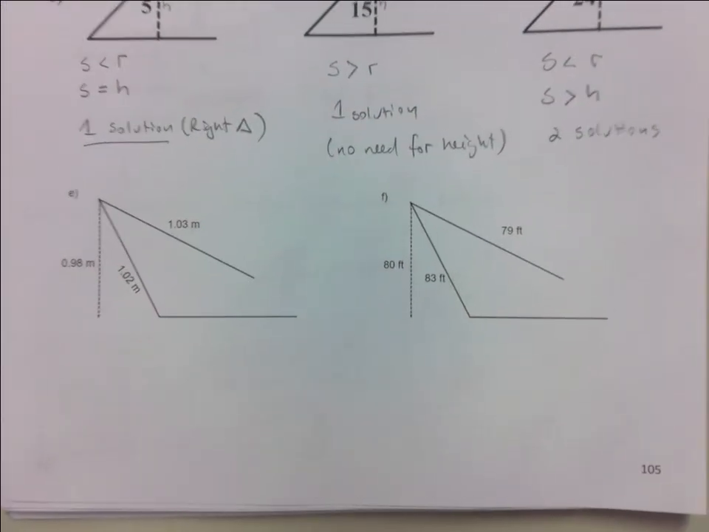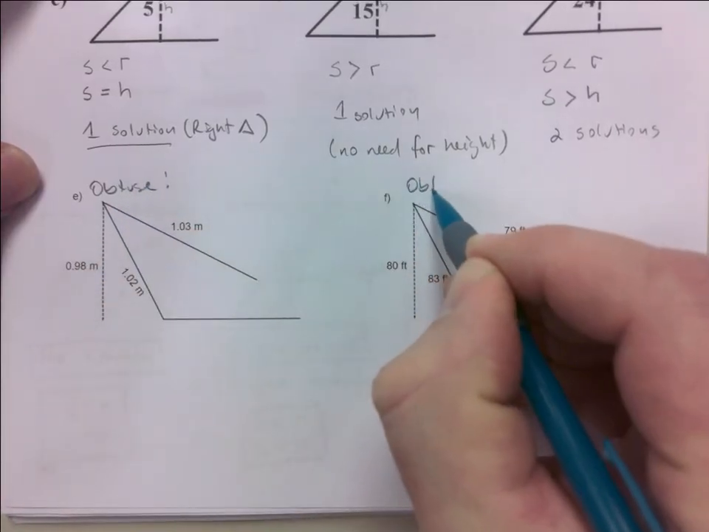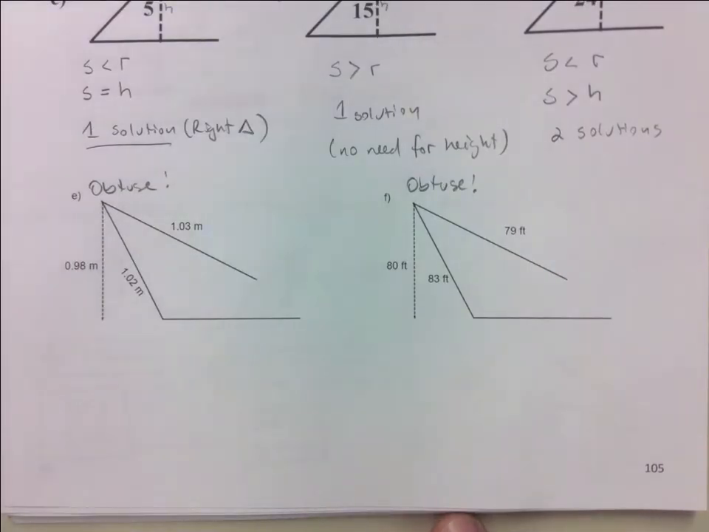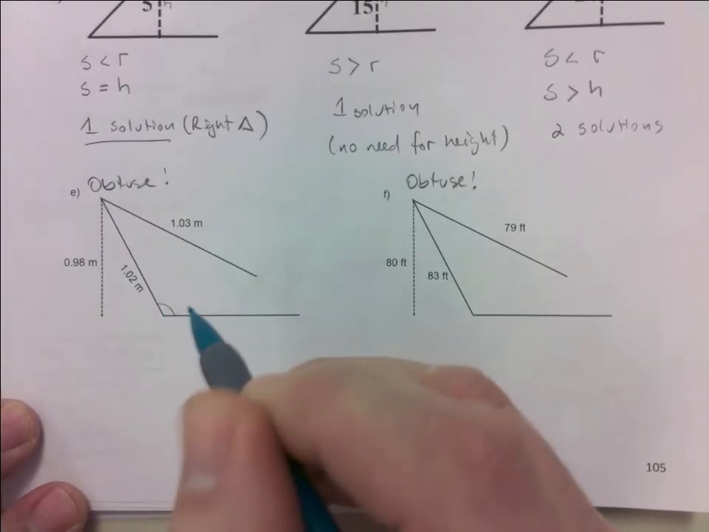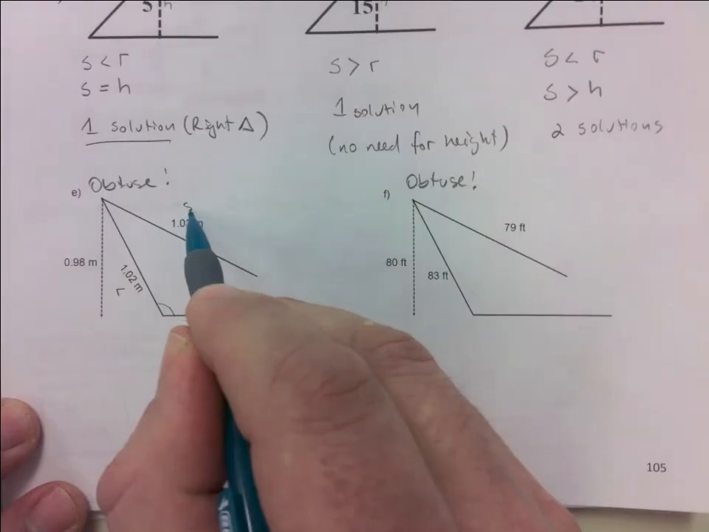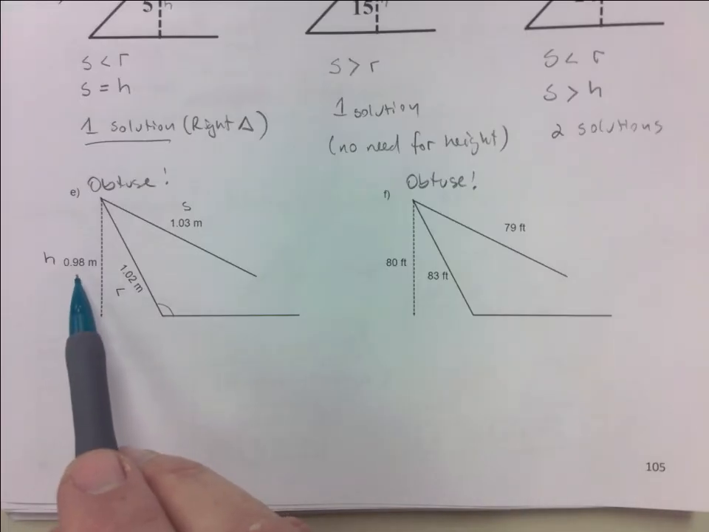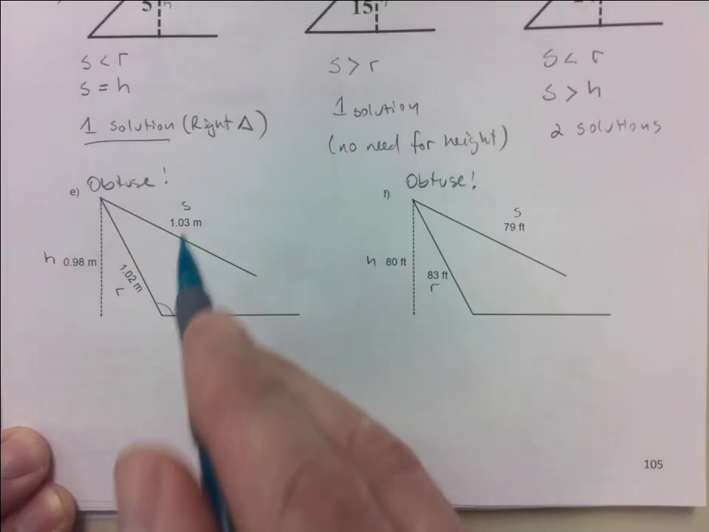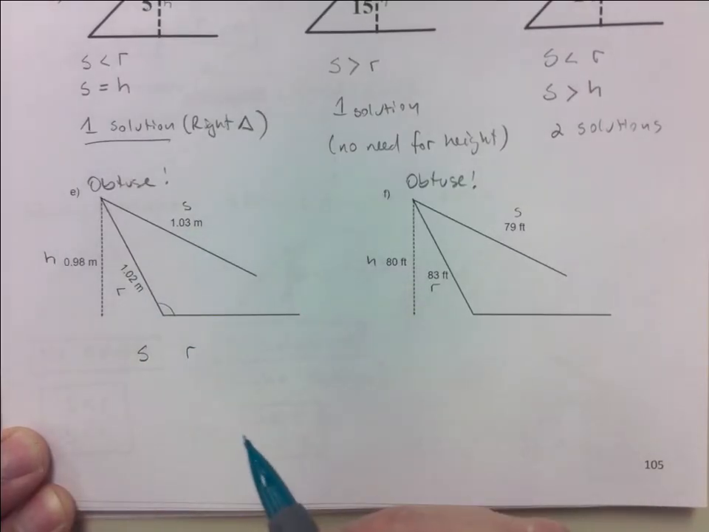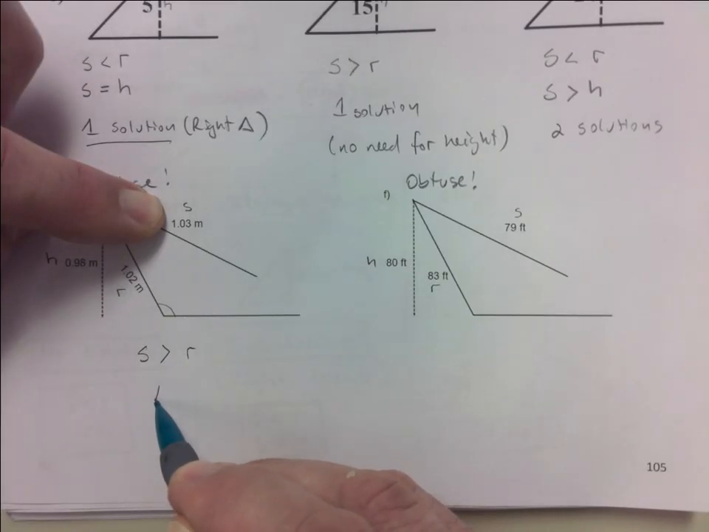What about obtuse? I will make a note here, obtuse. Okay? So when you have it drawn like this, all you care about is the rod and the string. What about the height, Mr. Dixon? Why is it there? To just try to tell you that you could find the height, but it's not necessary. So rod, string, height. So I'm just going to compare string and rod. I notice that the string is slightly bigger than the rod, therefore one solution.